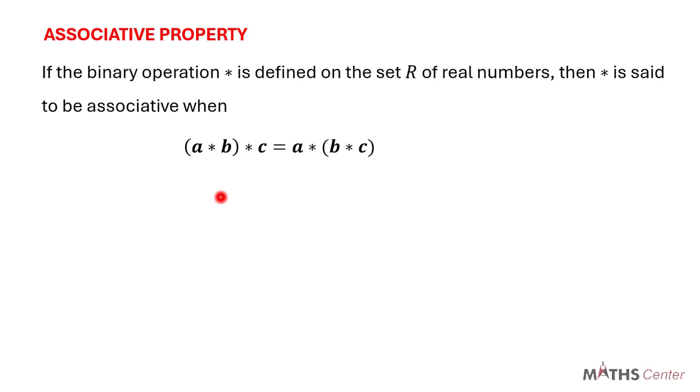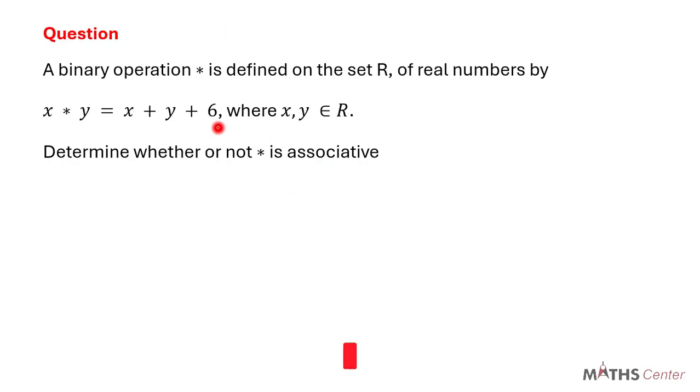Let's apply this to solve some questions. Let's consider the first question. A binary operation star is defined on the set R of real numbers by x star y is equal to x plus y plus 6, where x and y belong to the set of real numbers R. Determine whether or not star is associative.